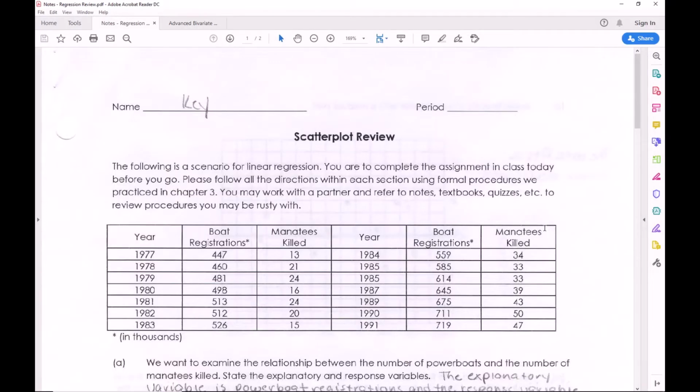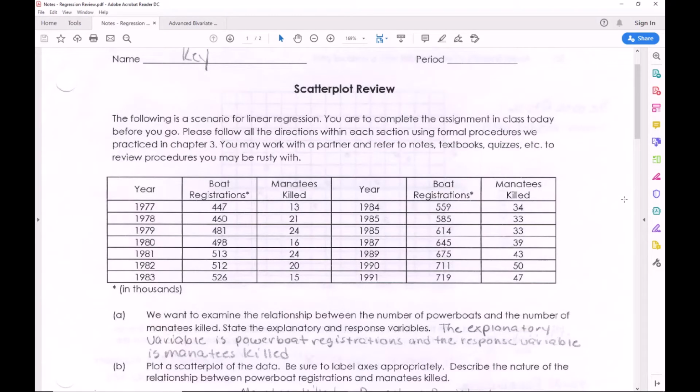I'm going to start out with just reviewing linear regression, because we have not done that in a long time. And this will just get our feet wet with it again and get all the calculator steps back into our focus and all of that. And this was actually how we learned scatter plots. It was this very example where we used powerboat registrations to predict manatee deaths.